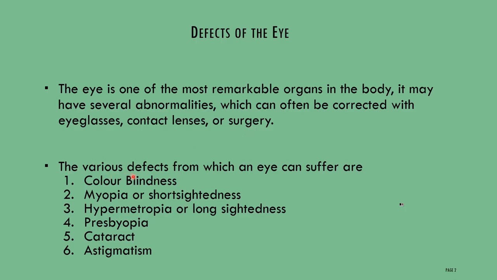Here are some of the few defects from which an eye can suffer. First one, color blindness. Second one, myopia or short sightedness. Third one, hypermetropia or long sightedness. Fourth one, presbyopia. Fifth one, cataract. Sixth one, astigmatism. These are a few eye defects, and they can be studied one by one in detail.